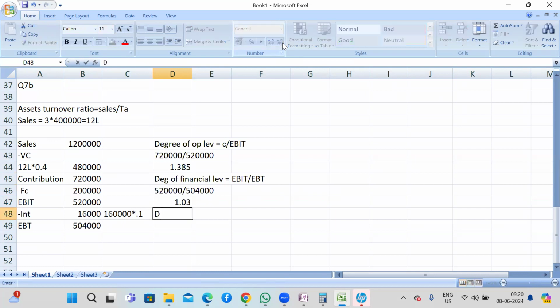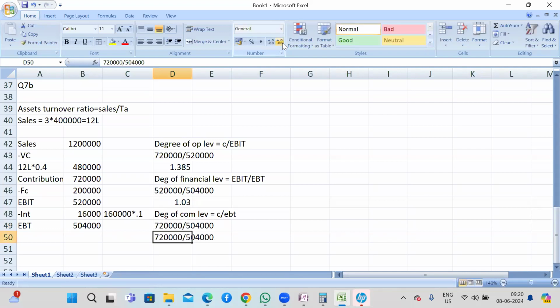Then degree of combined leverage. So that is C divided by EBT. So contribution is 7,20,000 divided by EBT, which is 5,04,000. So we will be having 1.43. So again, this is a simple problem. So only we need to know the formulas. So if we know all the formulas, we can easily calculate. So don't stop because sales is not given. So apply all the formulas, whatever they have given in the question, so that we will be getting the answer.